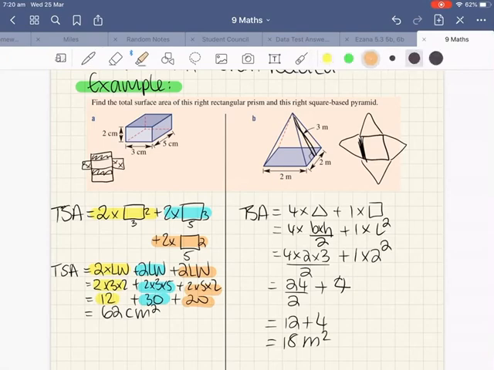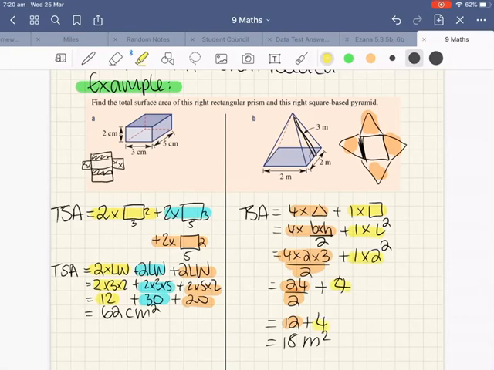So just highlighting those again for you. We've got 4 lots of that triangle here, look at them all, and we have that square on the bottom.